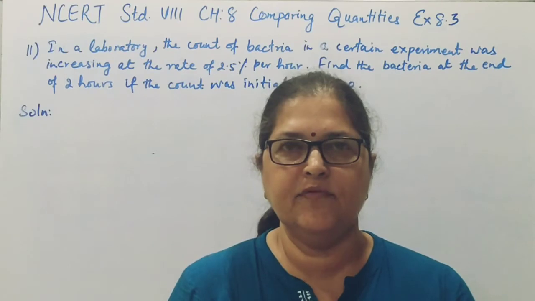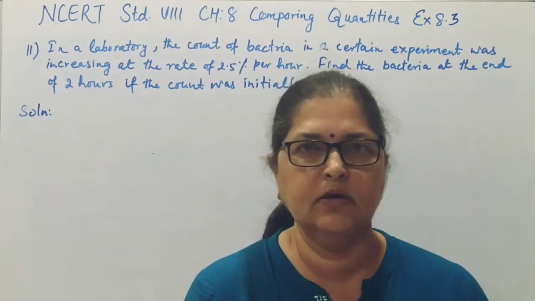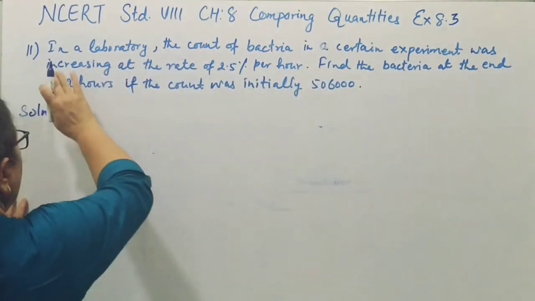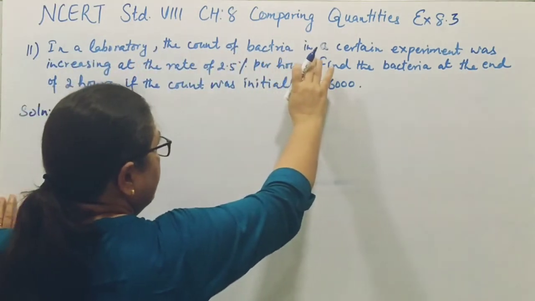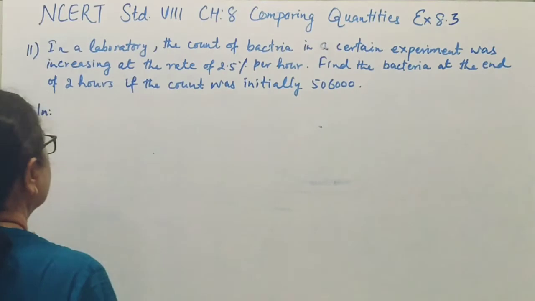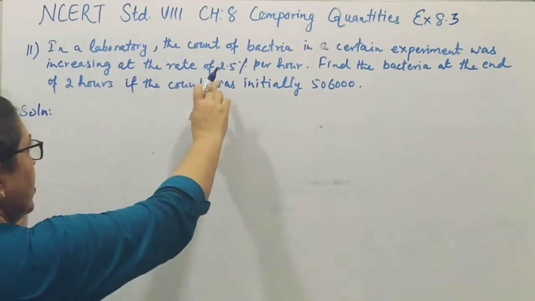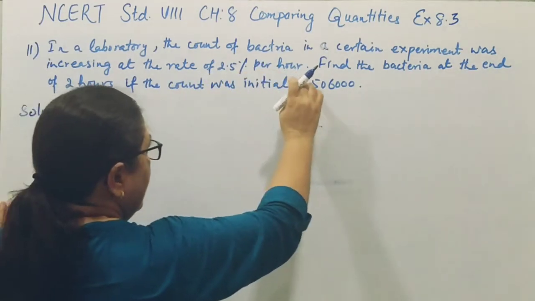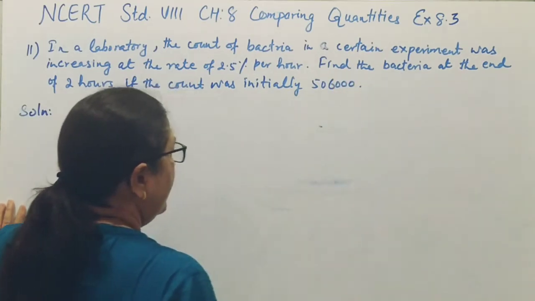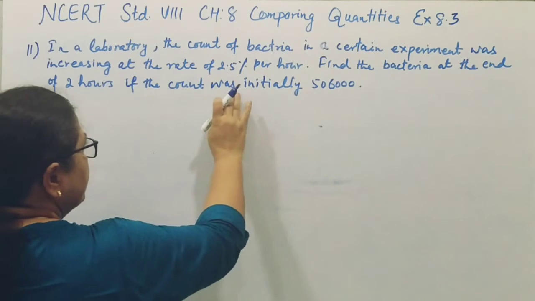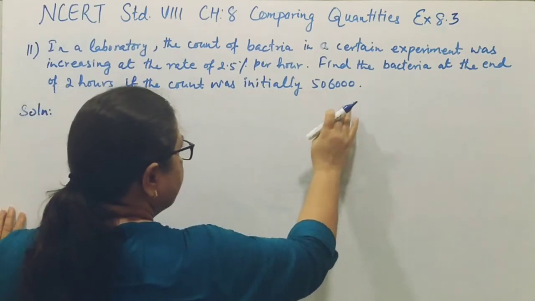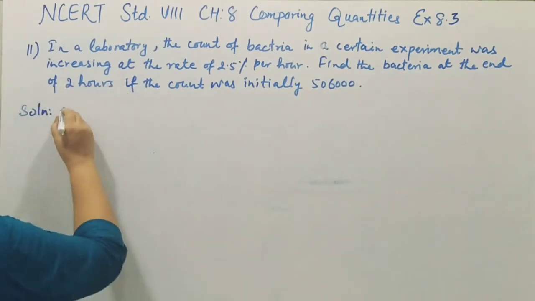Next, question number 11 of exercise 8.3. The question is, in a laboratory, the count of bacteria in a certain experiment was increasing at the rate of 2.5% per hour. Find the bacteria at the end of 2 hours if the count was initially 5,06,000. So let us start.